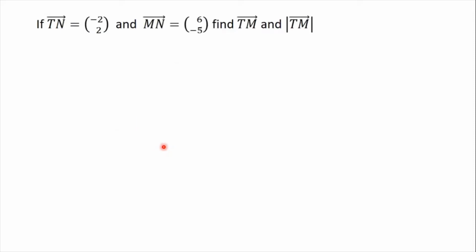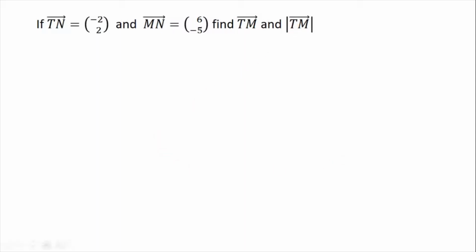Let's consider the second question for this video. Vector TN is equal to negative 2, 2, and vector MN is equal to 6, negative 5. Find vector TM and the magnitude of vector TM.